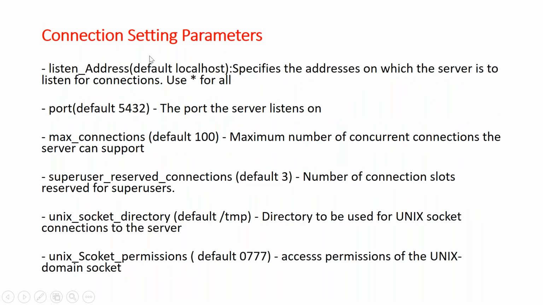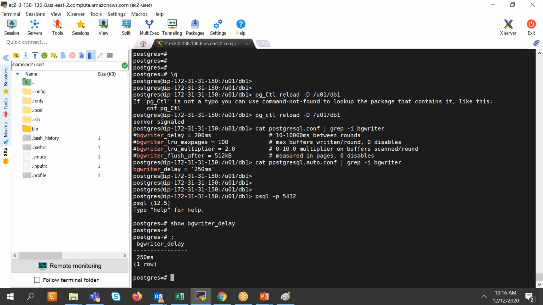So these are the connection setting parameters, where you have listen_addresses, which specifies the address on which the server is to listen. By default it is localhost, or you can specify your host name as well. This is from where it will listen. Generally I specify star. If I specify star, connections can come from any host. You see this.